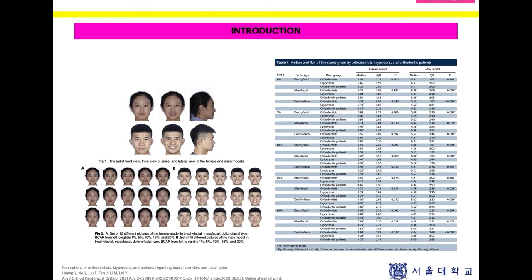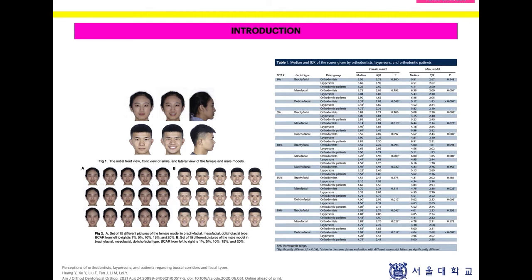The orthodontists preferred 1% to 10% buccal corridor on the female model with a brachyfacial and dolichofacial, and on the male model with a brachyfacial and mesofacial, and 1 to 5% buccal corridor on the female model with a mesofacial. They were unable to differentiate the degree of the buccal corridor on the male model with a dolichofacial except when the corridor was 20%.